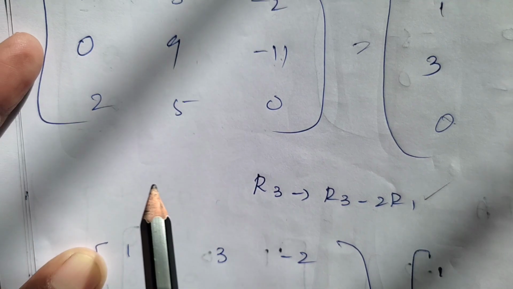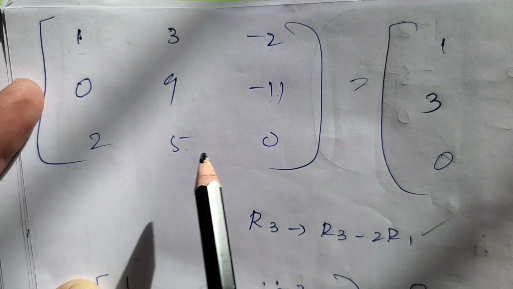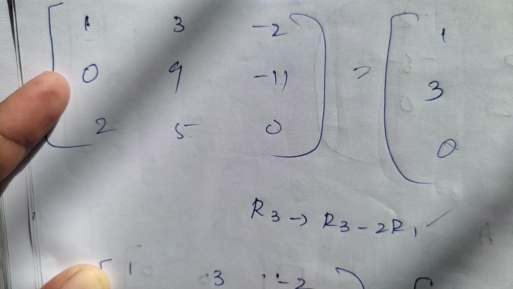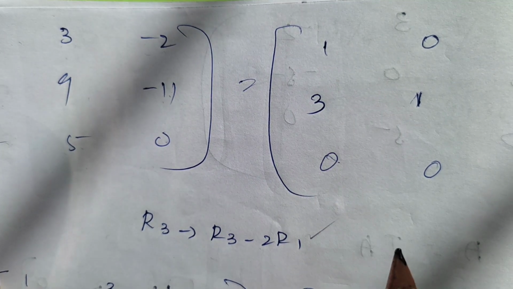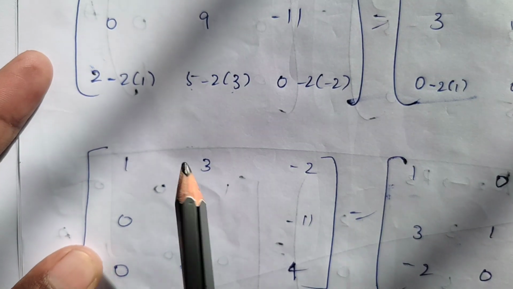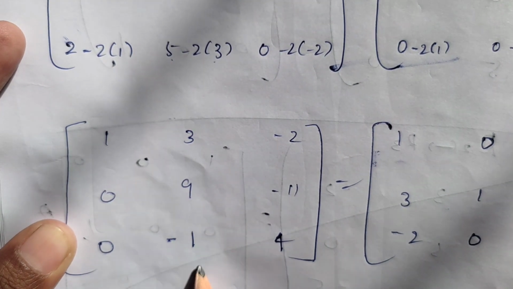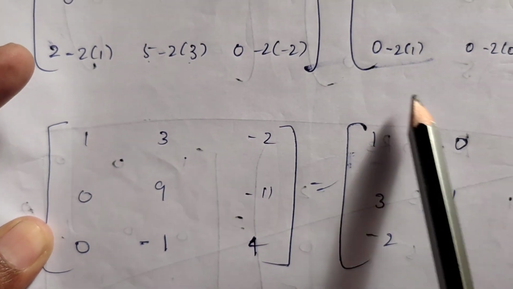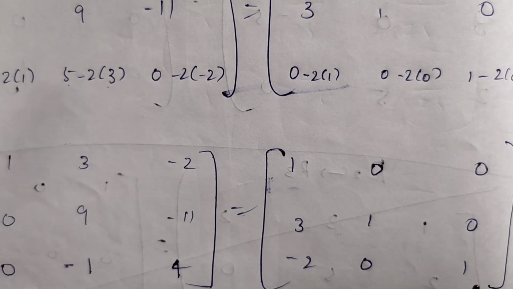So R3 is 2 minus 2, 5 minus 3 into 2, 6, 0 minus 2 into minus 2. Same thing on the RHS, 0 minus 2 into 1, 0 minus 0, 1 minus 0. So R3 will be 0, 2 minus 2, 0, 5 minus 6, minus 1, 0 minus 2 into minus 2, plus 4. The RHS is 0 minus 2, minus 2. Here 0 again, 1 minus 2, 1.